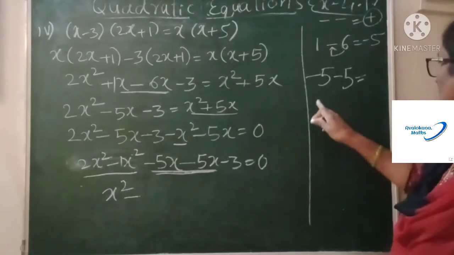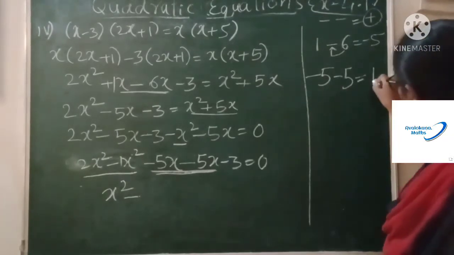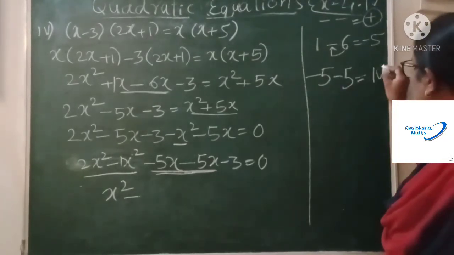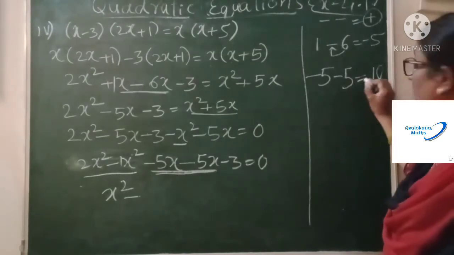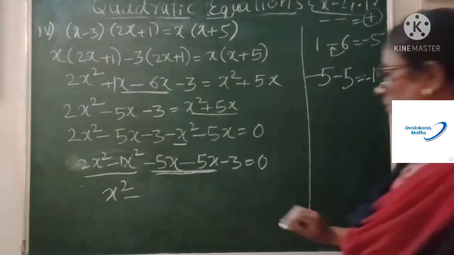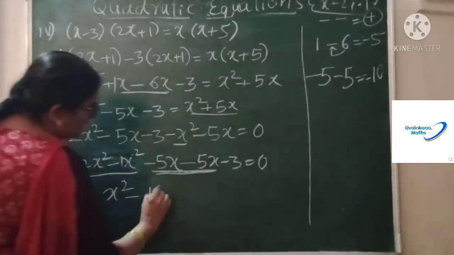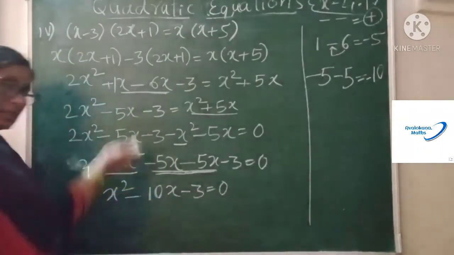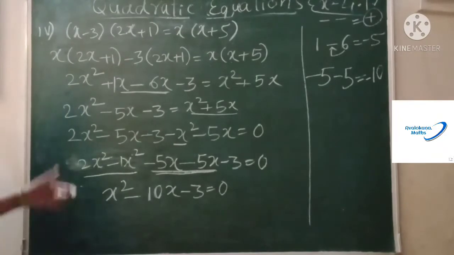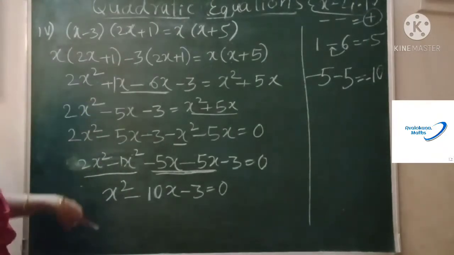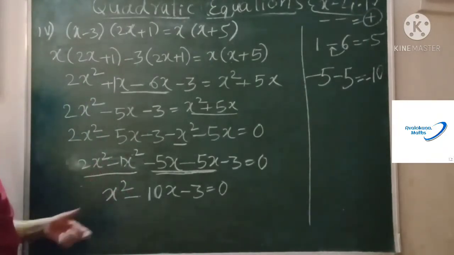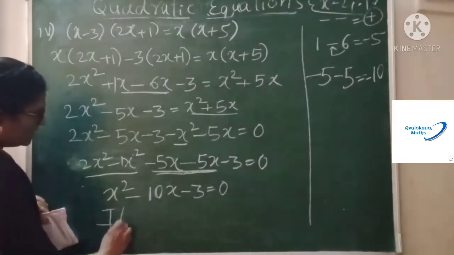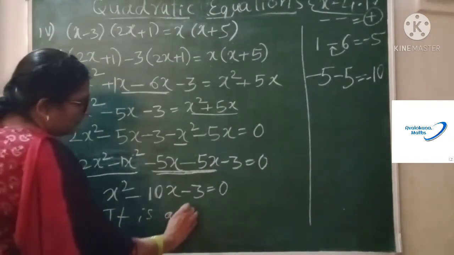Addition operation. So minus 5 and 5, we are adding 10. Obviously this is not plus 10, it is minus 10. Okay, so what are you getting here? Minus 10x minus 3 equal to 0. This is the solution as I explained in the beginning also. But the concept is to check whether it is quadratic. So yes, it is a quadratic equation this way.